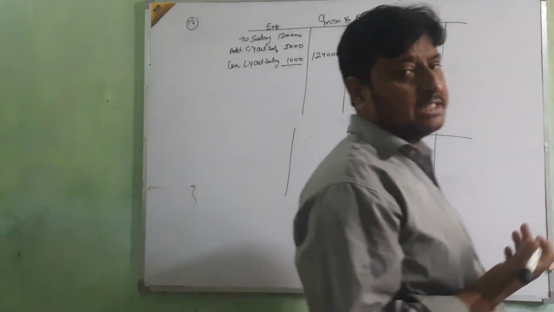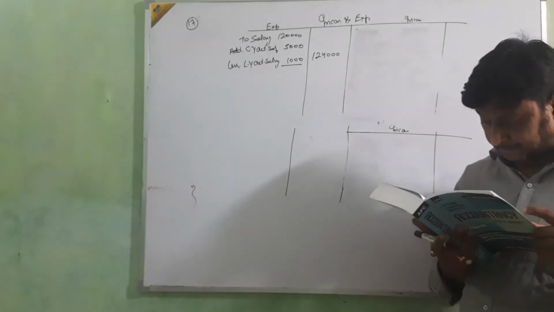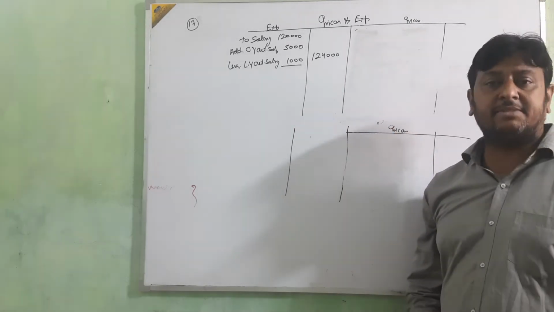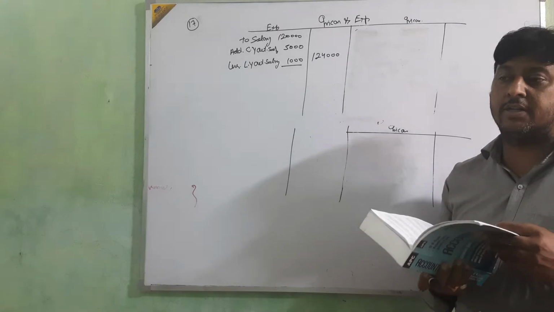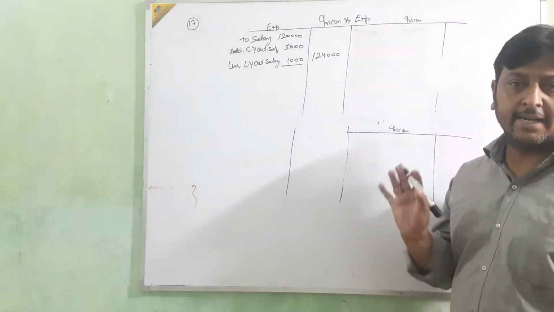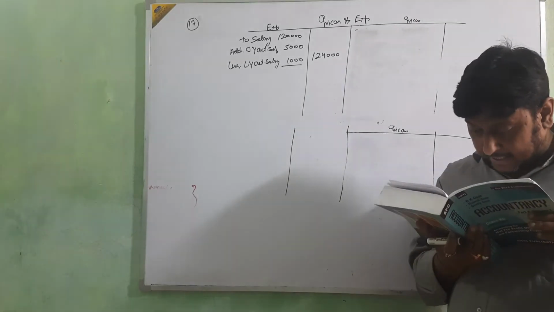Only the side will change, beta. Debit and credit. All the income is shown on the income side because the subscription is income. Now we are going for expenses, so we show on the expense side. Clear? Okay, now I am going for the next question.